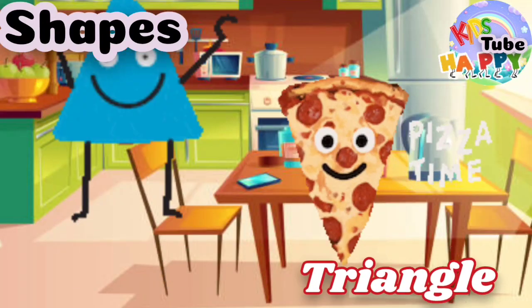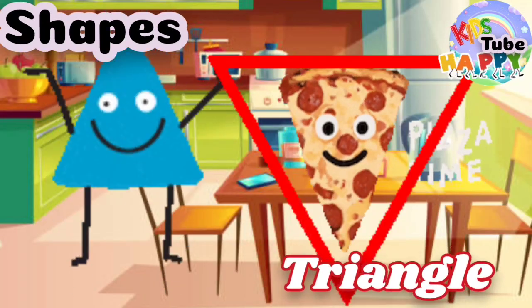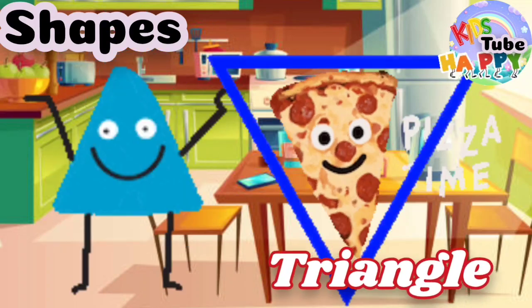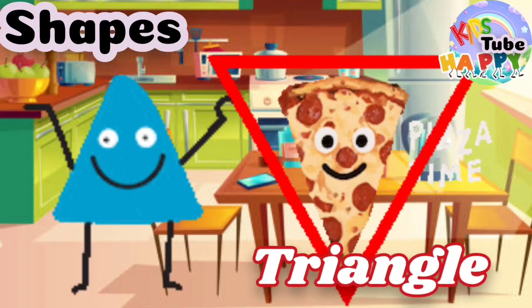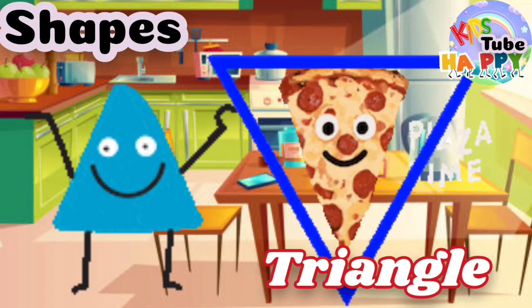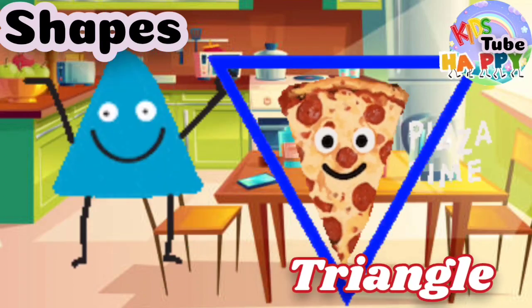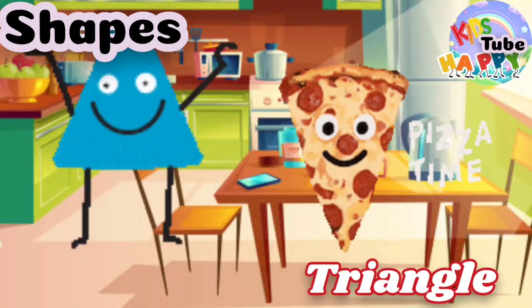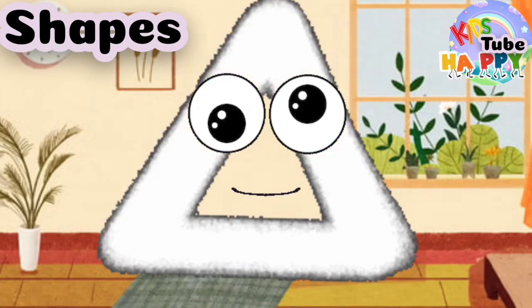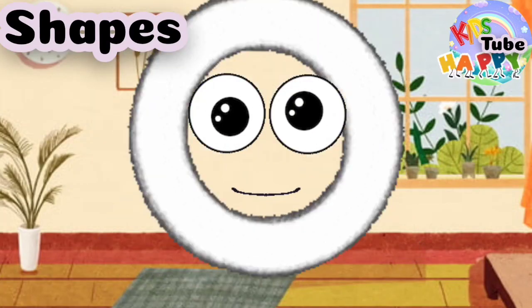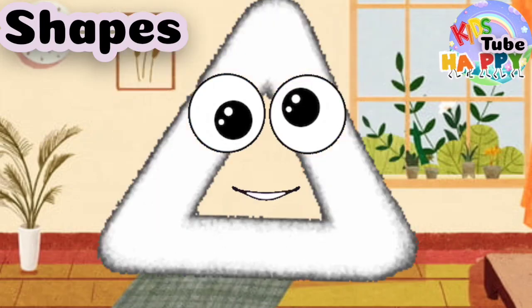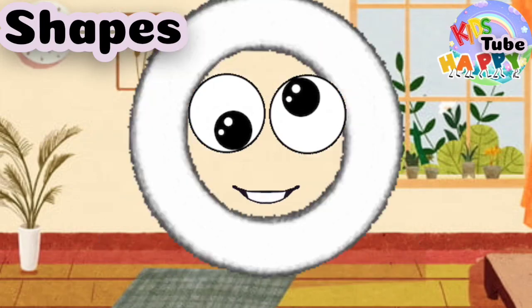I'm a triangle. Three straight sides. I'm a triangle with three sides, three straight sides. I'm a triangle with three sides and a pointy head. Triangle, rectangle, circle, oval, square.